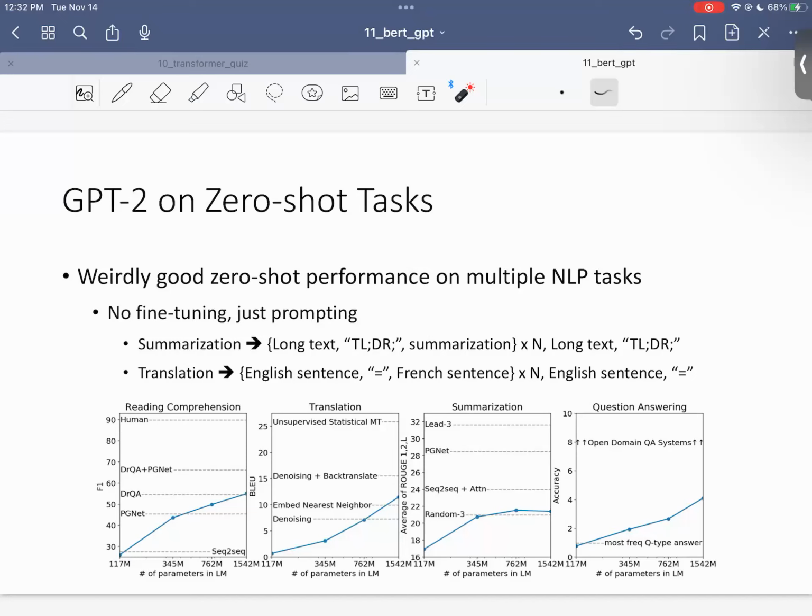Question. As far as I understand, BERT and GPT only differ in attention, and the others are all the same. One with full and the other with mask. Is it right? You could say that. Yes, you could say that.